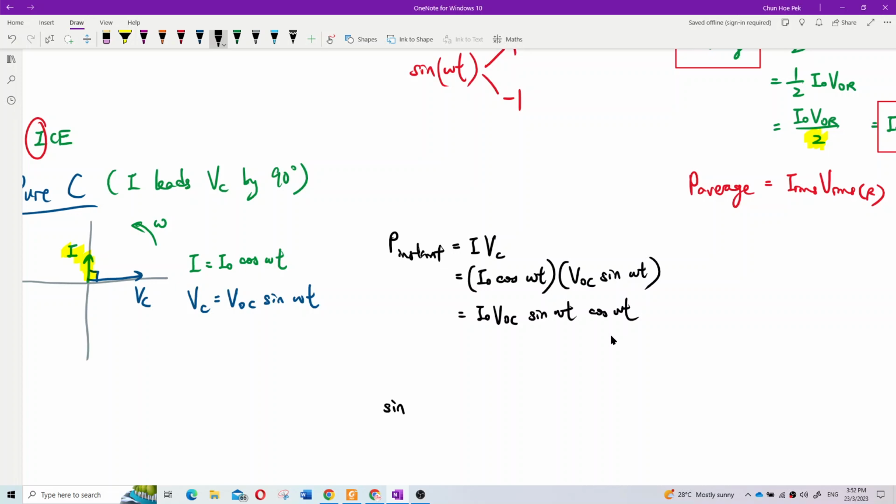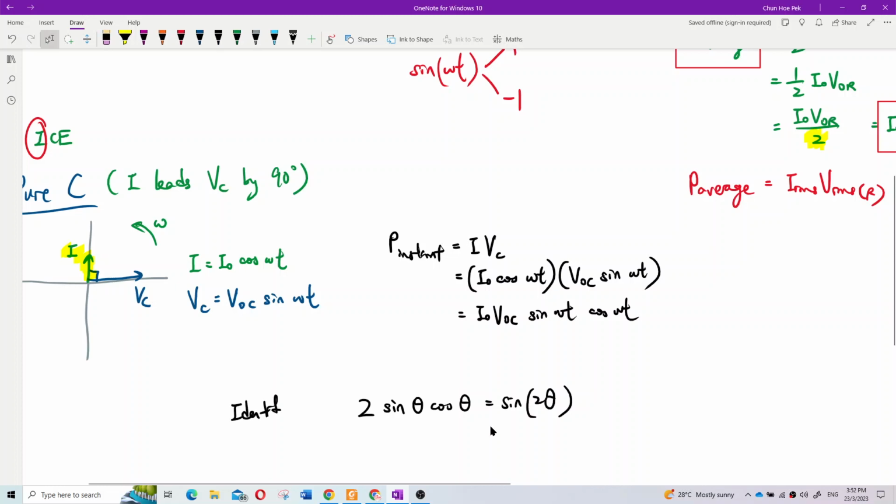Additional Mathematics. Sin theta, this is called the trigonometric identity. Sin theta cos theta. Remember, 2 sin theta cos theta is equal to sin 2 theta. Remember this one? Familiar? Yes, familiar, sir. This is what we call identity. Trigonometry identity. So 2 sin theta cos theta is sin 2 theta.